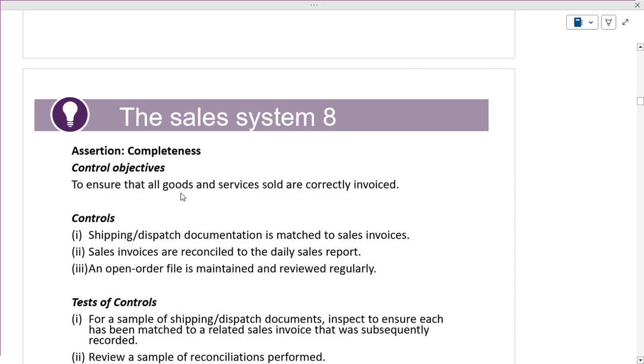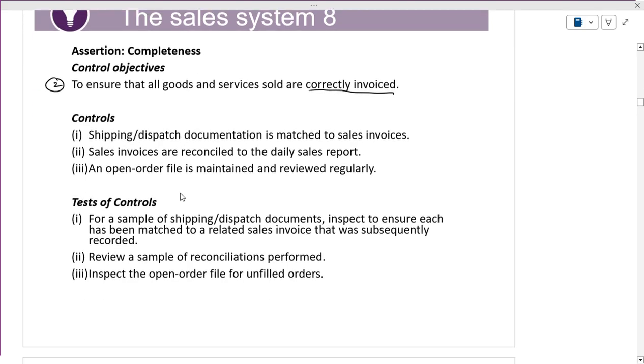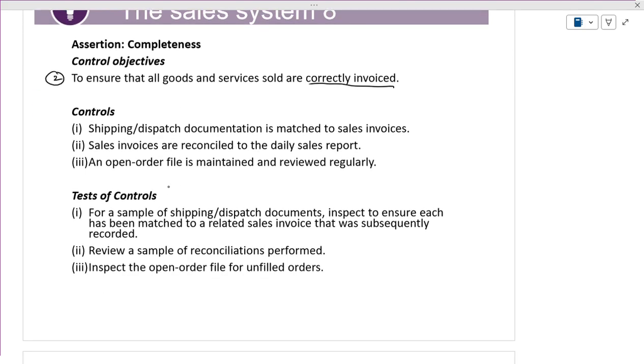The second one, under completeness: to ensure that all goods sold are correctly invoiced. Whatever we have sold, it is correctly invoiced. In terms of shipping and dispatch documents, you have multiple copies. I told you, maximum you will have 4 copies. These should be matched with the sales invoices.